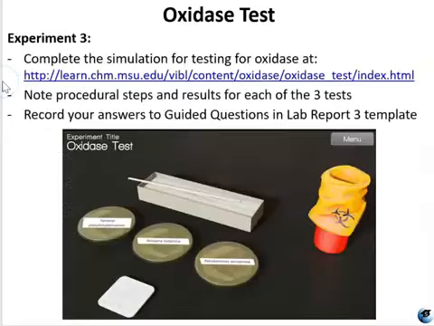For experiment 3, you will complete a simulated oxidase test. Here is the simulation link. Again, be sure to note all procedural steps and experimental results so that you can speak to these in your lab report.